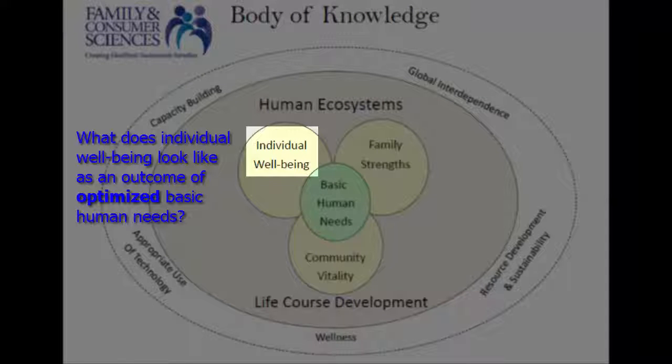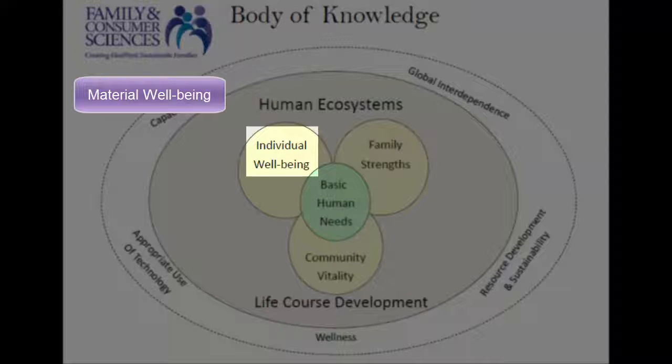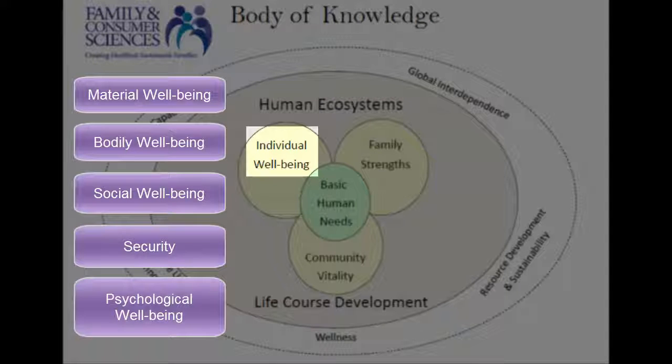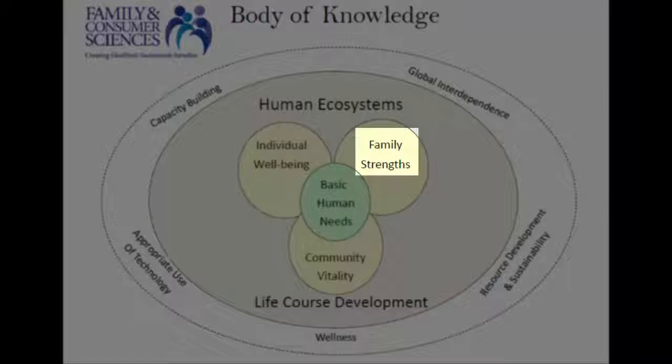Individual well-being. From a child's perspective, we think about material well-being, including enough food, clothes, shelter, bodily well-being, social well-being, as in being cared for, and the foundation to develop good relationships with family and community. Security, including physical safety and an emotionally secure environment. Psychological well-being, and this includes many of the aspects considered in the child development major, thinking about Erikson, Piaget, Vygotsky, looking at attachment theory. Also includes, importantly, seeds of faith development.